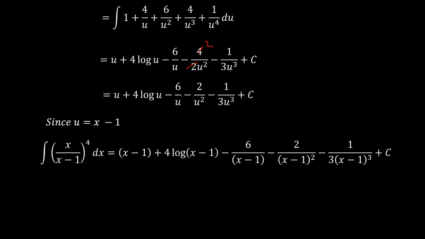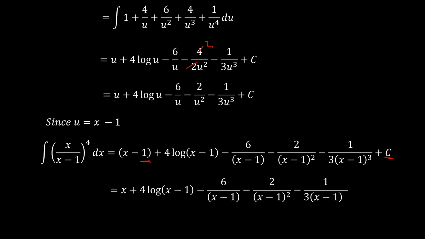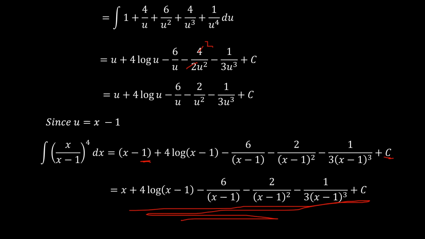Now it's a little bit uncool to have a constant here and another constant here, so we can bunch this constant with this c here, and so we have x plus 4 log(x minus 1) minus 6 over (x minus 1) minus 2 over (x minus 1) squared minus 1 over 3 times (x minus 1) cubed, and then plus the new integration constant. And this is the answer that was provided.